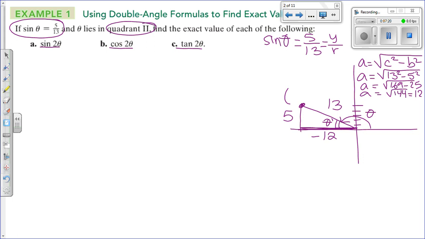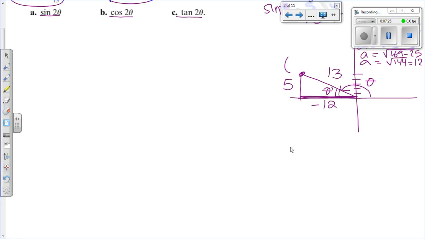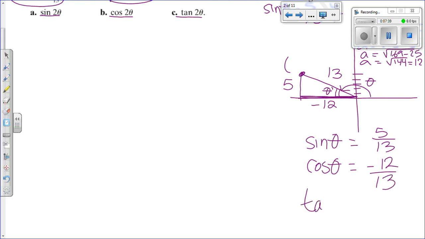All right, so now that we have all of that, let's find what the sine, the cosine, and the tangent will be. So the sine, we already have it. It is 5 over 13. The cosine is going to be adjacent, so that will be negative 12 over 13. And the tangent is going to be opposite over adjacent, so that will be 5 over 12. What am I missing, guys? Negative. So remember, in quadrant 2, both cosine and tangent should be negative, okay?